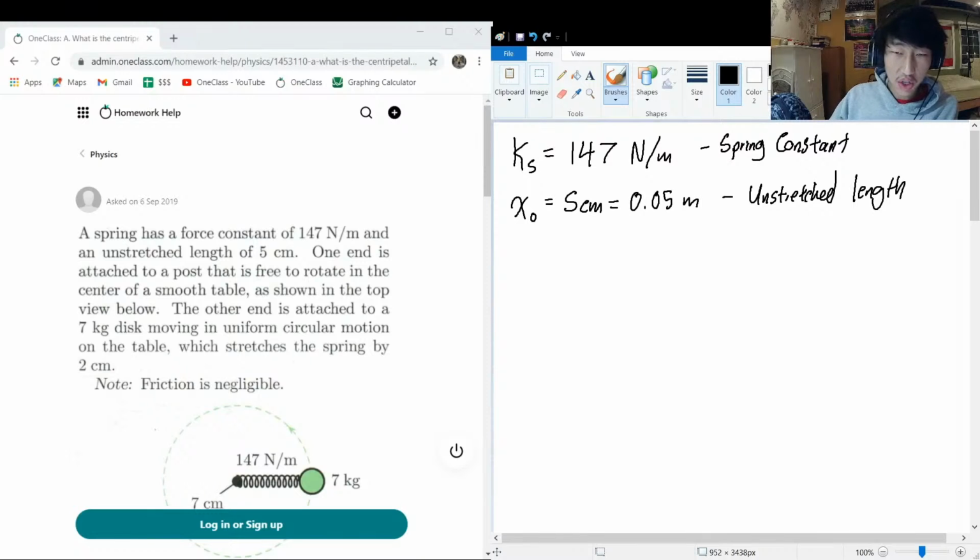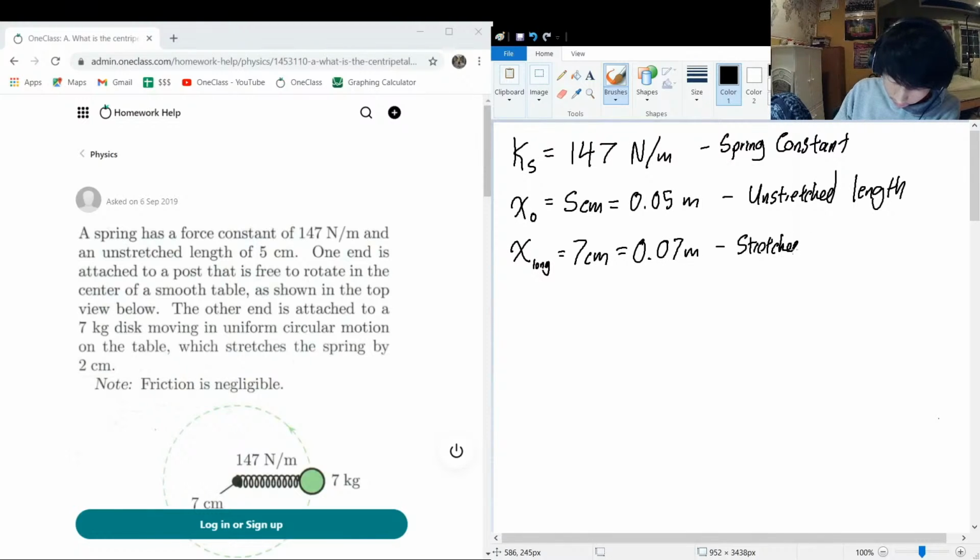And the stretched length is 7 centimeters. So let's call that X long, which is 7 centimeters, and that is 0.07 meters. This is the stretched length, the total length.